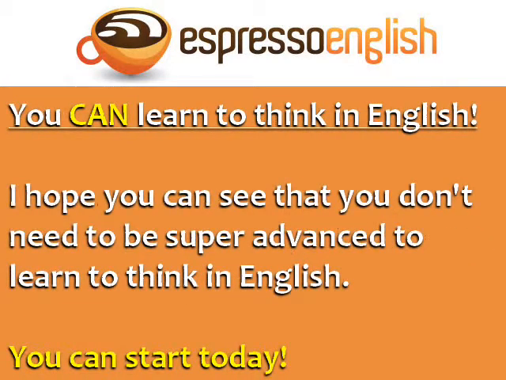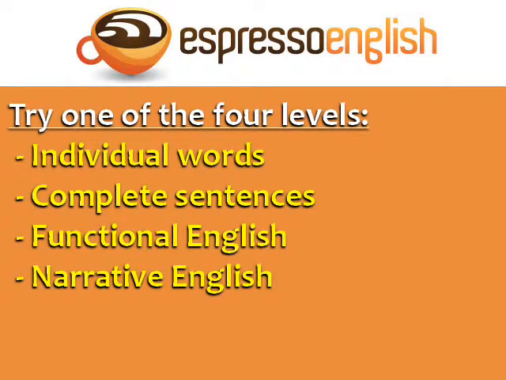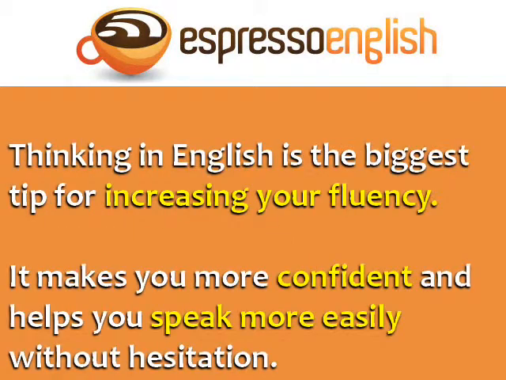I hope you can see that you don't need to be super advanced to learn to think in English. You can start today. Try one of the 4 levels this week: thinking in individual words, complete sentences, functional English, or narrative English. Thinking in English is the biggest tip for increasing your fluency because it makes you more confident and helps you speak more easily without hesitation.